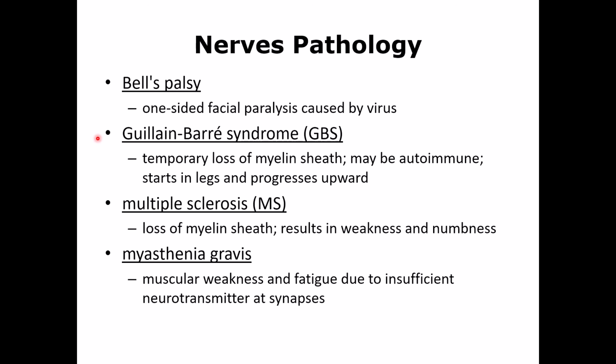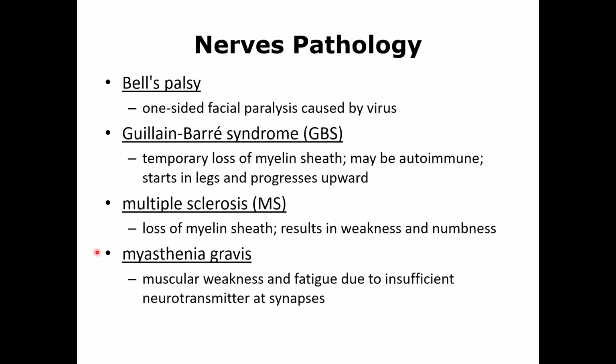Guillain-Barré syndrome is an autoimmune condition. It starts from the lower extremity, affecting the Schwann cells and going upward, so the muscles become weak. Multiple sclerosis is also an autoimmune condition. It affects the central nervous system and also the peripheral nervous system. It may affect the sensory system, the motor system, and vision, and it may go from one area to another. So it may be progressive or may be stable. It depends on the type of multiple sclerosis.